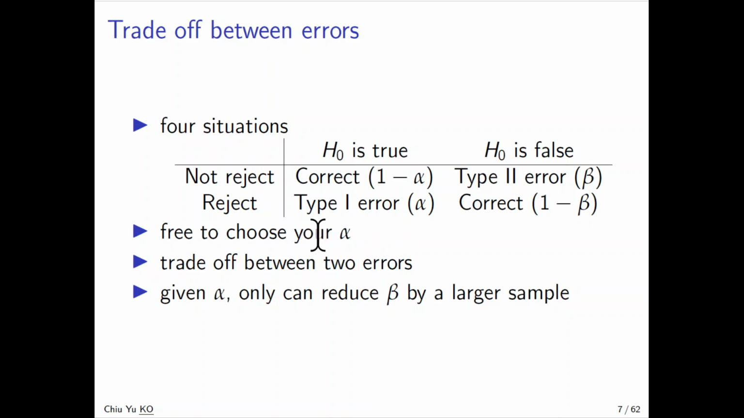If we want alpha to be very small, we don't want to commit the error, then we require the rejection to be more stringent. And usually there is a trade-off between alpha and beta. If you want a smaller alpha, then beta gets larger. And for a given alpha, if you want to reduce beta, it is possible only by having a larger sample. That means with a larger sample, things can get better.